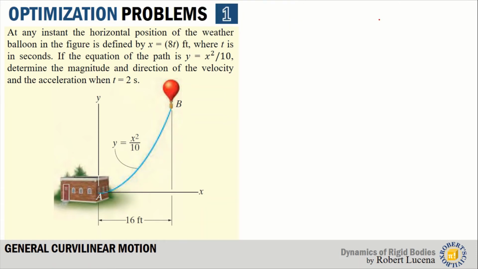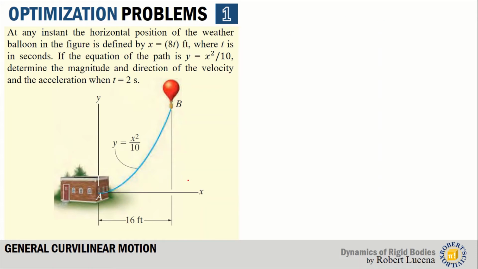Okay, let's try to answer this problem. So our objective is to determine the velocity of this weather balloon and also its acceleration, but at certain conditions. So that means when t is equal to 2, we have to get the velocity and acceleration.